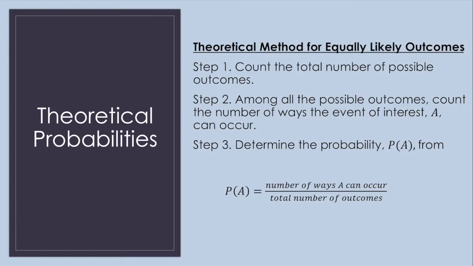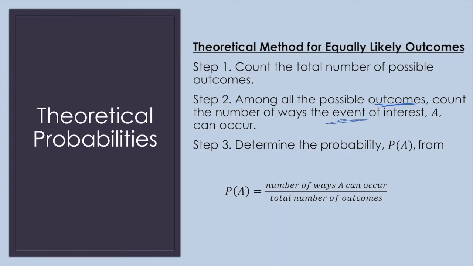Theoretical probabilities are what we use when we are working with, for example, flipping a coin or rolling a die. So what we would do is count the total number of possible outcomes, and then all the ways within our possible outcomes that our event of interest could occur. And we calculate the probability. We'd call that P of A. We use capital letters to signify events. It's the number of ways that A could occur out of our total number of outcomes.